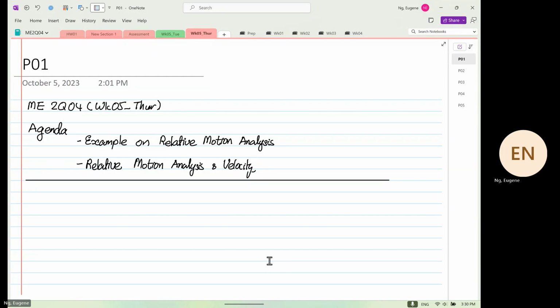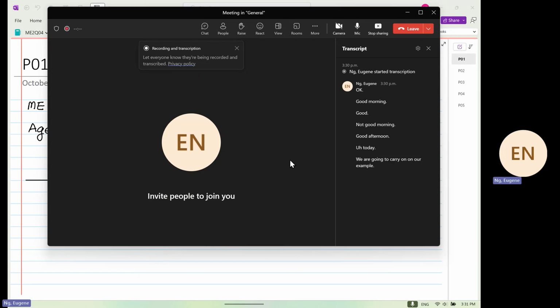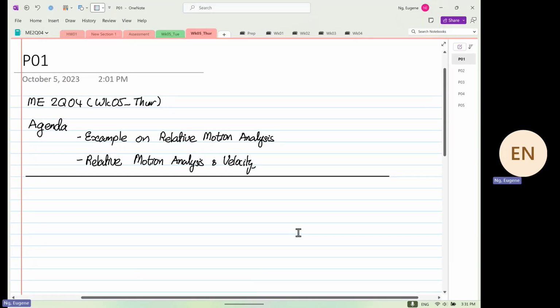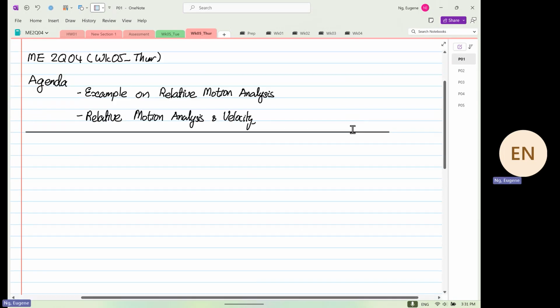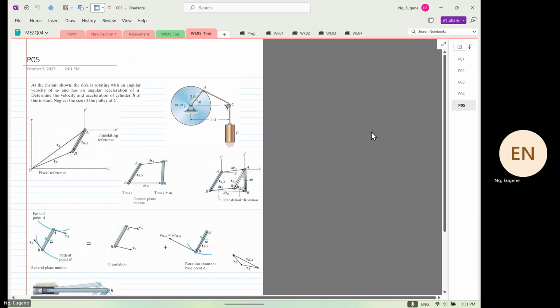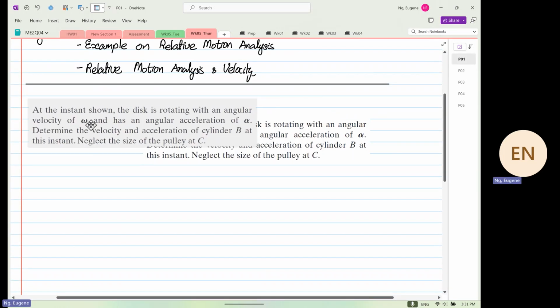Today, we are going to carry on our example on relative motion analysis. Okay. And then after that, we're going to look at velocity. So I have posted this on Avenue to Learn. Okay, so we're going to look at this example first.